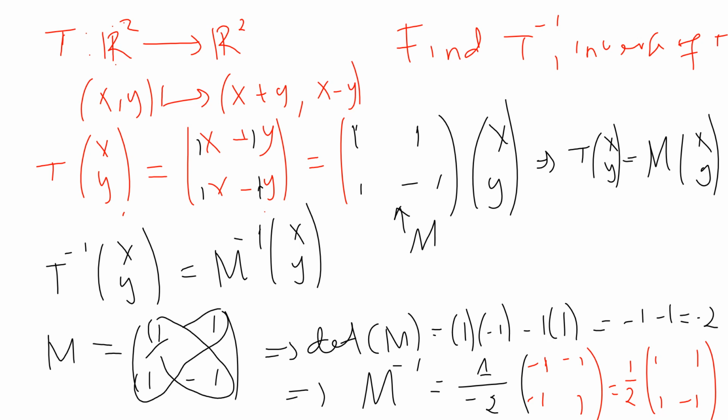It therefore means that the inverse transformation of any point is equal to the inverse matrix [1, 1; 1, -1] times the point. That gives you the inverse transformation.